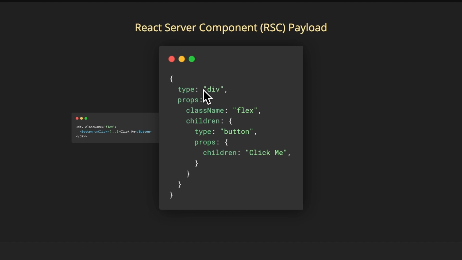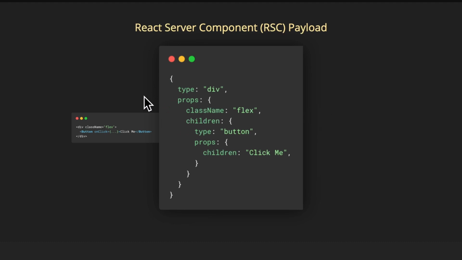For example, we have a div, which is here as a parent, and then it has some children, which is a button, then the button has a child, which is a text over here. There are some parts of the code missing. For example, I have this onClick, but it's not part of this React or this JavaScript object. We call this object the React Server Component Payload or RSC payload.